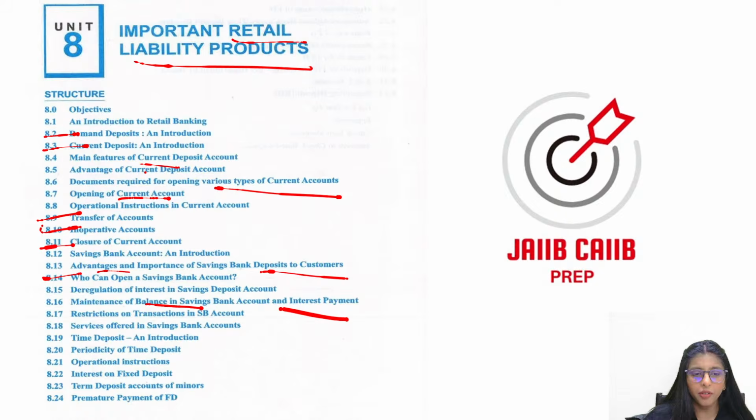Retail liability products are two: demand deposit and term deposit. Demand deposit is divided into two, basically CASA: current account and saving account. What is demand deposit? It is a deposit repayable on demand without prior notice. Without prior notice, a person can get the deposit repaid whenever the customer wants to. It's like current account and saving account.